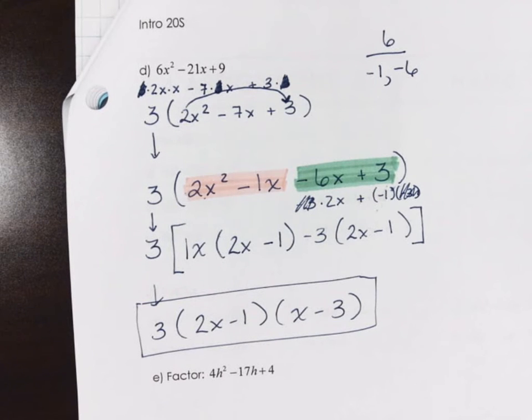If you missed taking out the 3 in the first step, you would get full marks minus 1/2 because you didn't fully factor it, okay? So, like, if this was a 3-mark question, you'd get 2.5 out of 3 on that, okay?